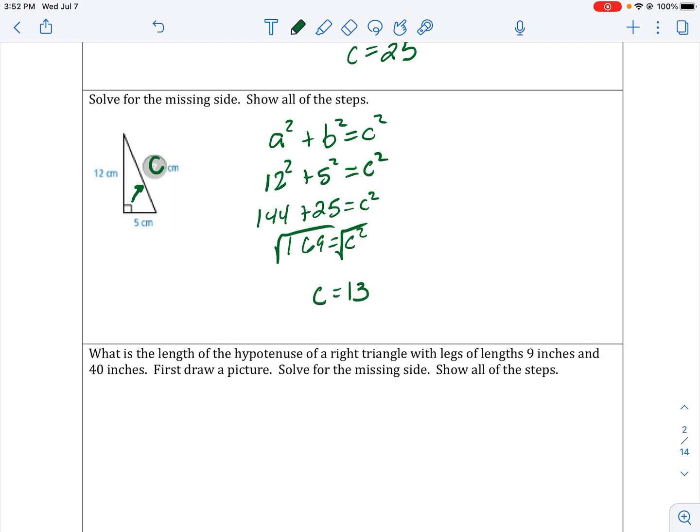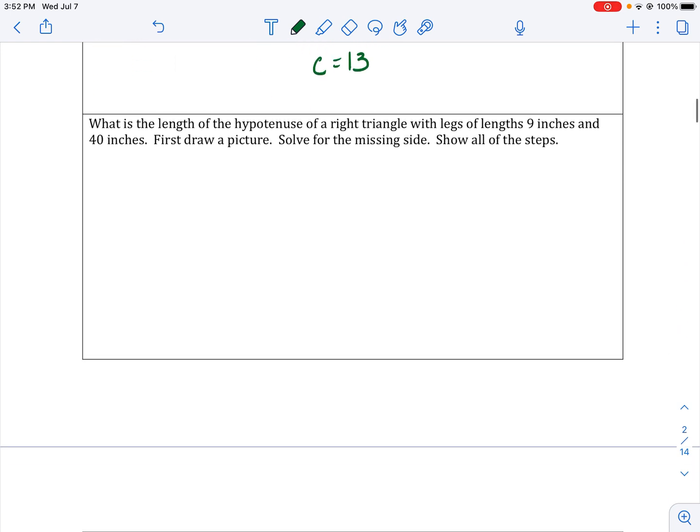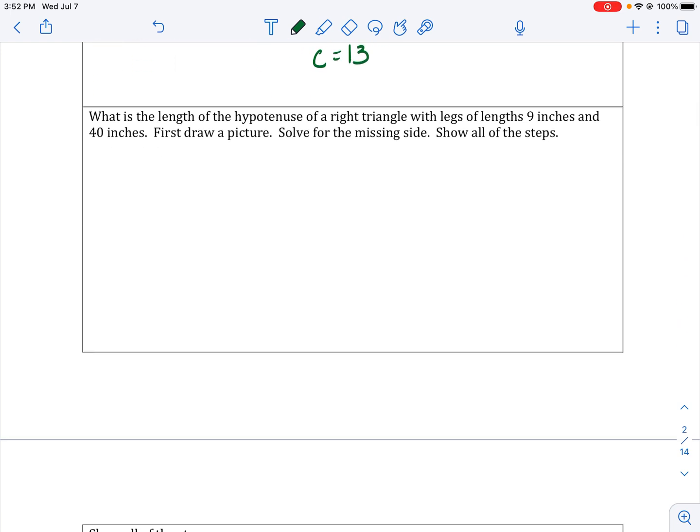And my hypotenuse is 13 centimeters long. What is the length of the hypotenuse of a right triangle? Ooh. So I see no picture, but in my directions it says first, draw a picture. So let's draw a picture of a right triangle with leg lengths of 9 inches and 40 inches.